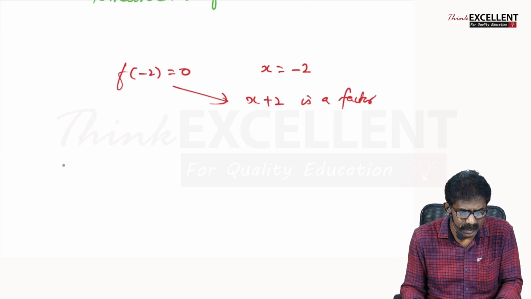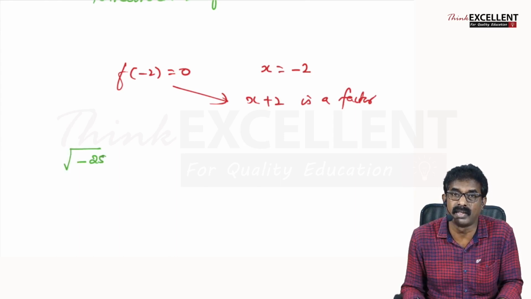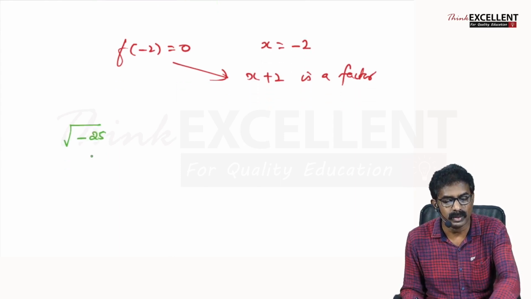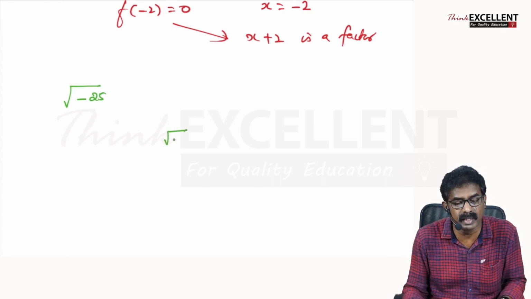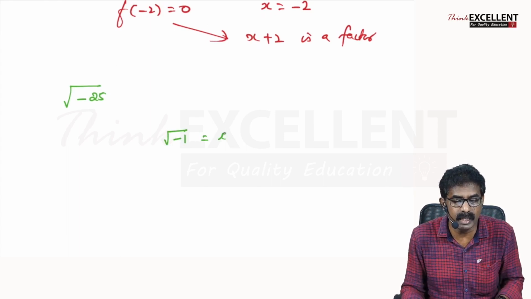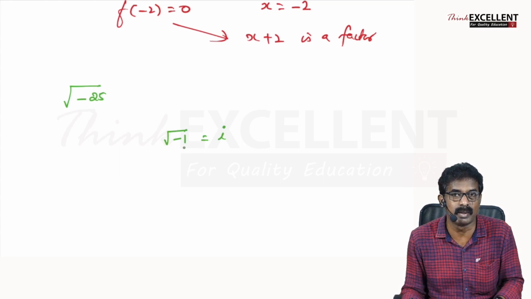So the root of a negative number, right? Root of a negative number is not defined. That number, we call it what? Imaginary number, right? So here we assign a value. Root of -1 is an imaginary number. For imaginary, the first letter is what? I. So we take root of -1 as i.